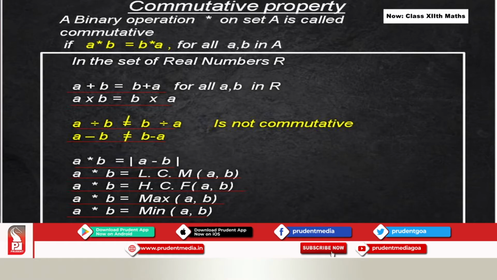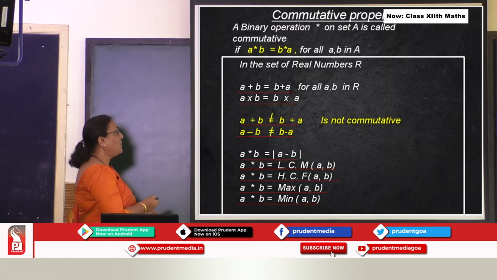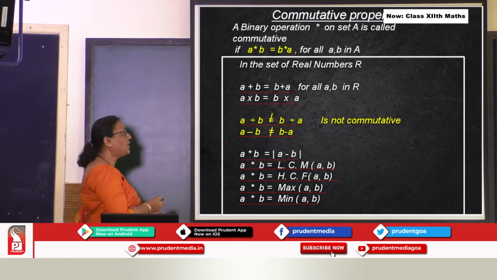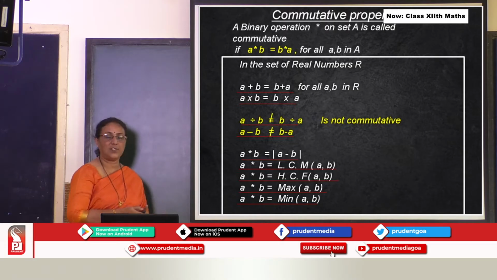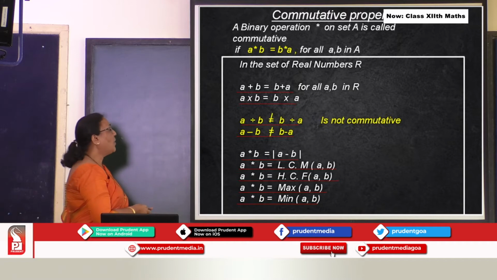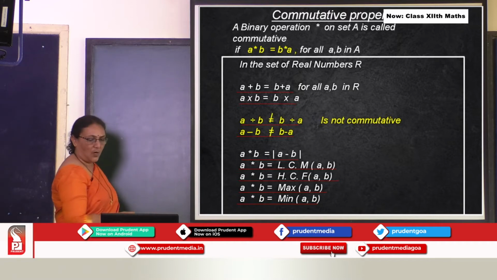Okay, and reverse it now. 3 star 5 I said. Now I will take 5 star 3. So 5 minus 3 is again 2. If I change the order, I change the places, I will get the same answer. Is it clear to you? So star is a commutative operation.